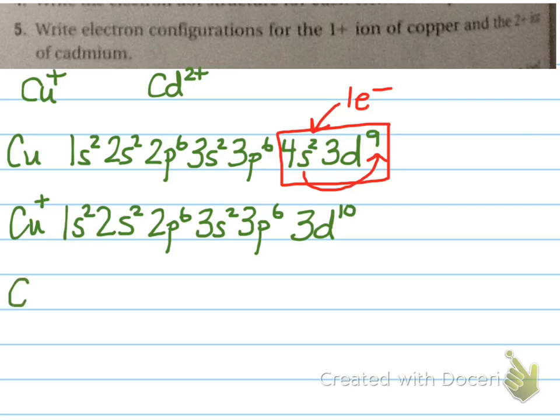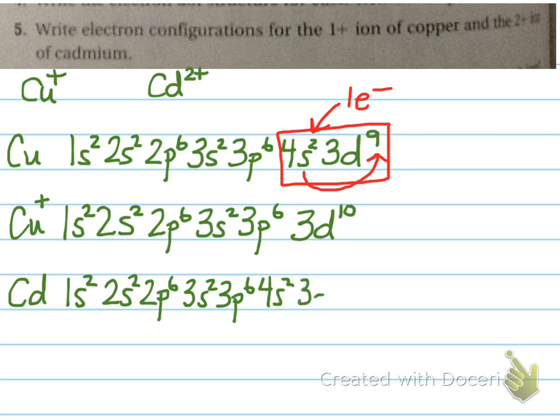So when we talk about cadmium, we'll look at the same thing. We'll look at cadmium as an atom without having lost its electrons. So 3p6 takes us to argon. Going to cadmium, we go 4s2, 3d10, 4p6. That takes us to krypton. And then 5s2, 4d, and cadmium is 10. So now we want cadmium to lose 2 electrons.